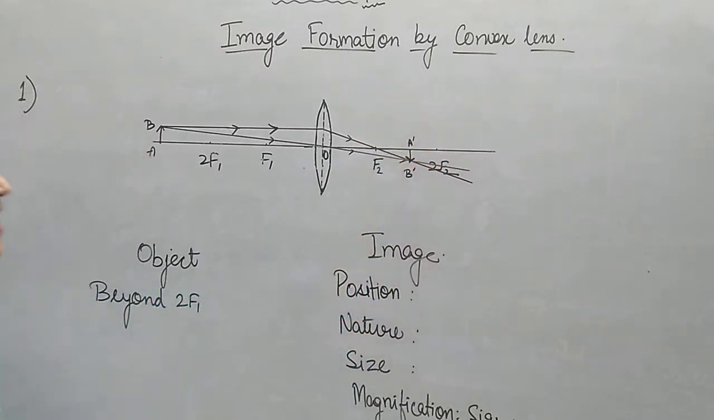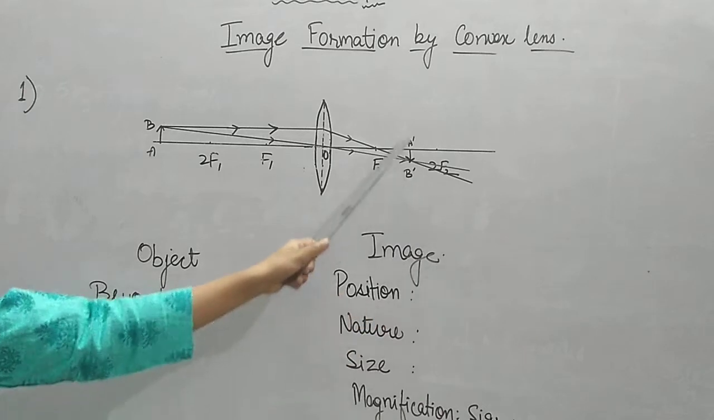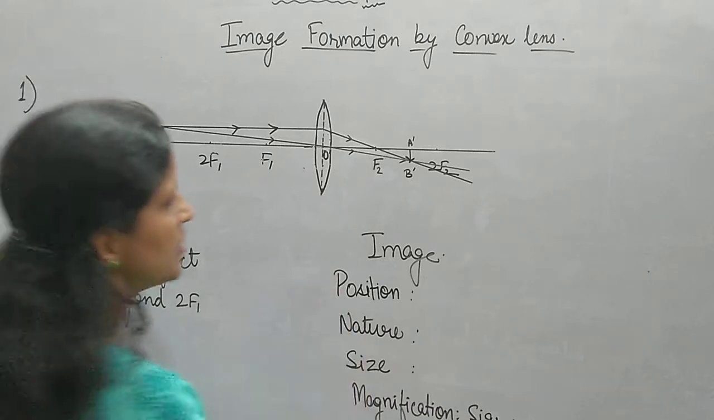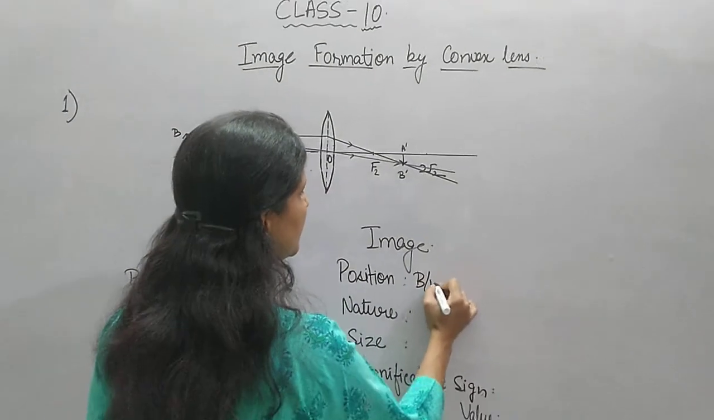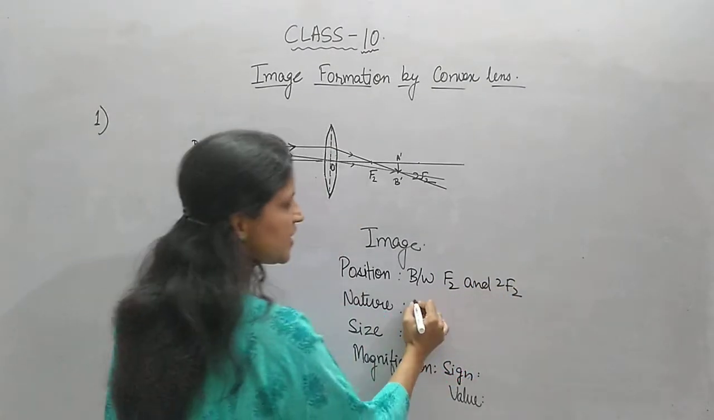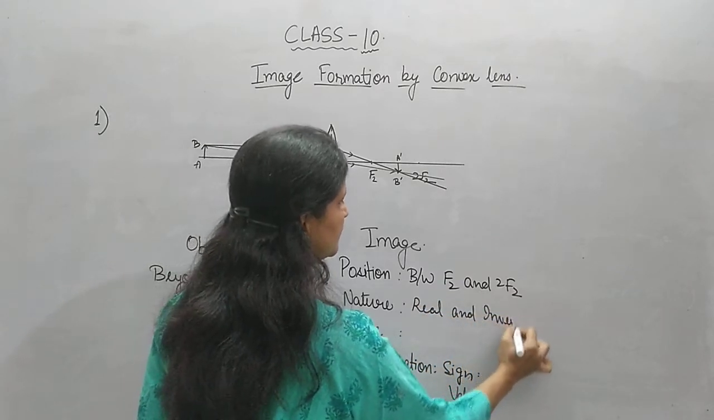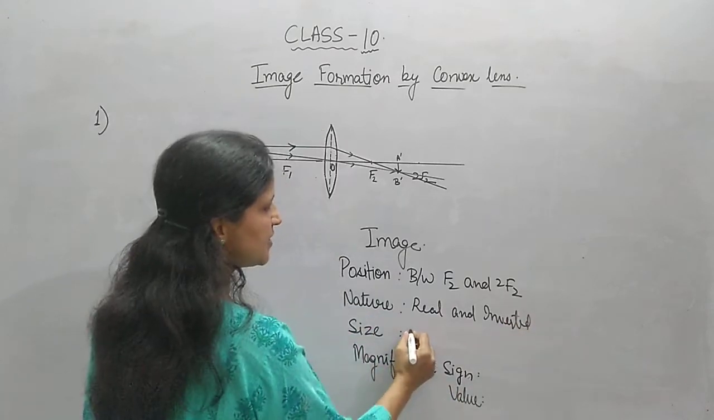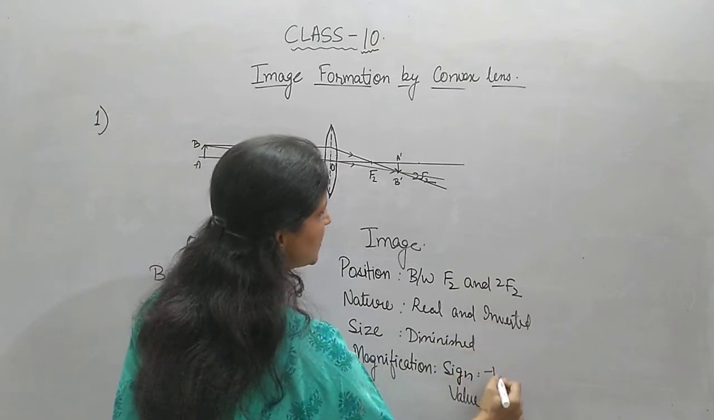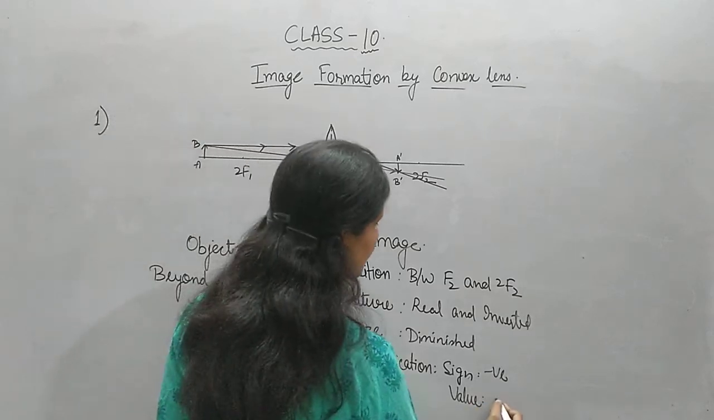So the image is A dash B dash, which we have obtained between F2 and 2F2, and the image is inverted, and you can compare the size also, that the image is diminished also. The position will be between F2 and 2F2. Nature is real and inverted. Size is diminished, sign is negative, the magnification sign is negative because the real image is formed, and value is less than 1.